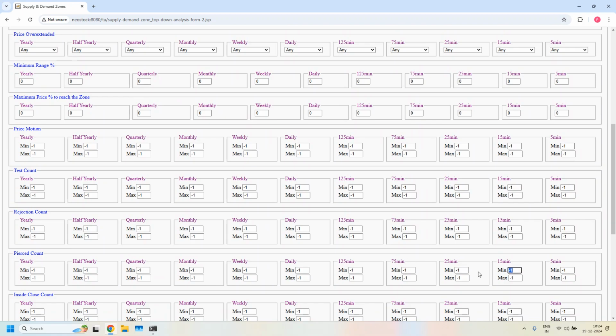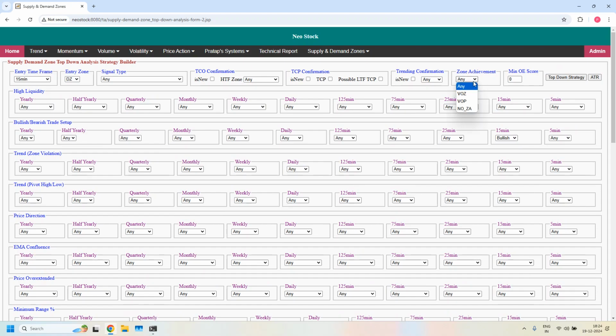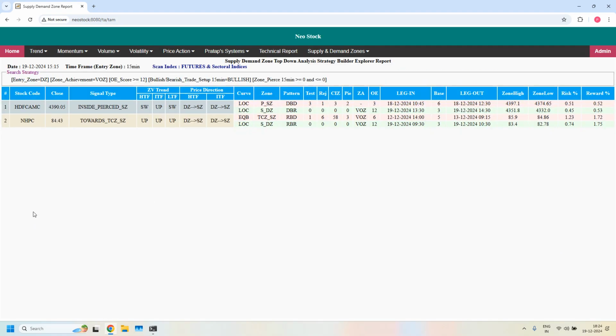So in the 15 minutes time frame, minimum value 0, maximum value 0. Zone achievement violated, opposing zone, minimum odd enhancer score 12. All 3 filters are applied to 15 minutes demand zone. We got 2 stocks. These 2 are currently supporting bullish trade setup for daily income trade. All these entry time frames are 15 minutes demand zones.